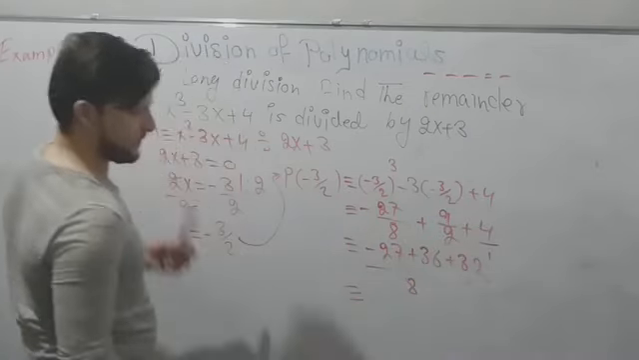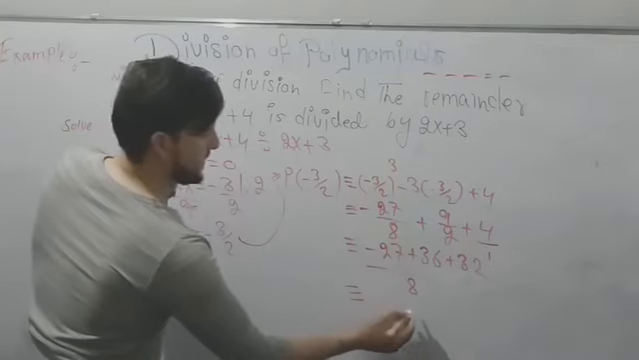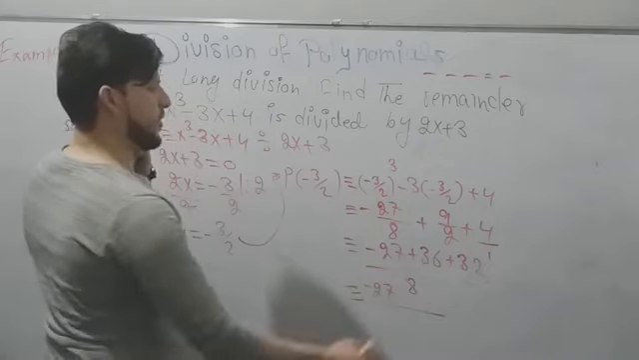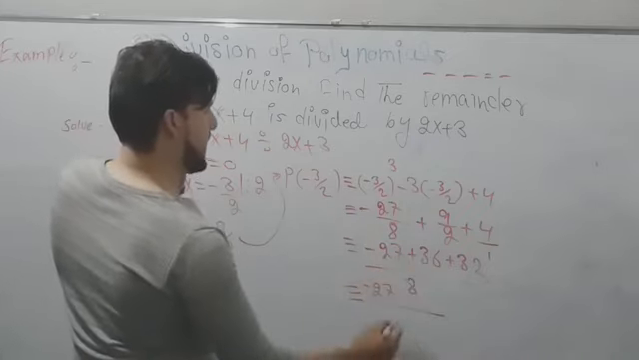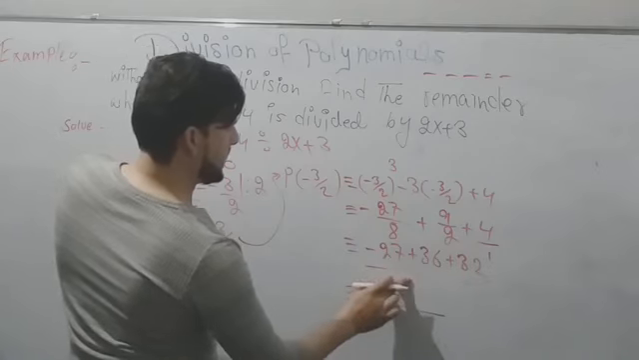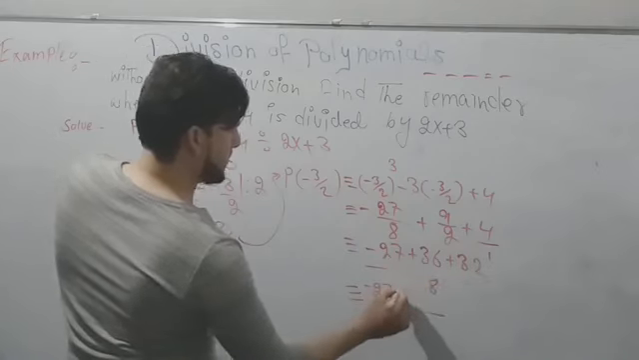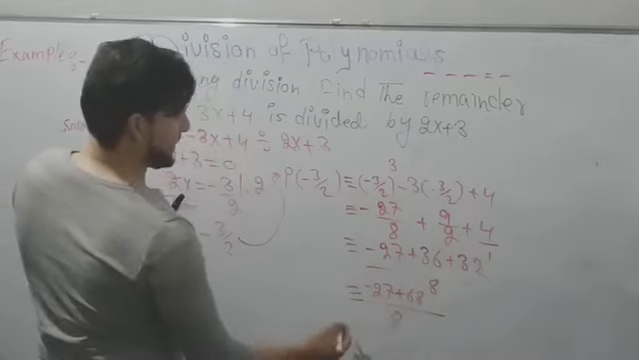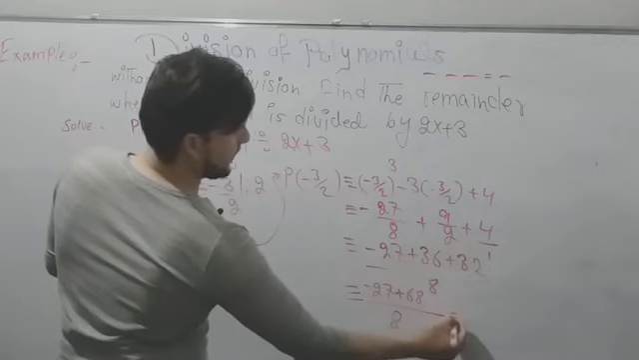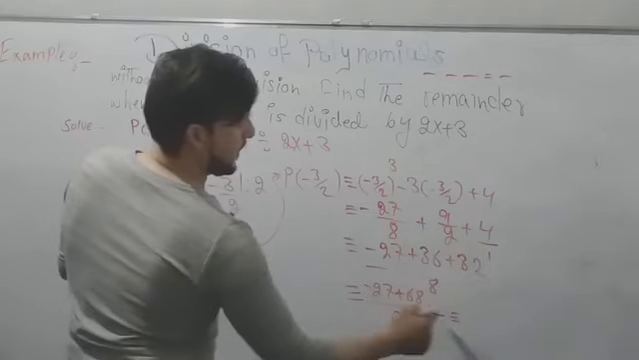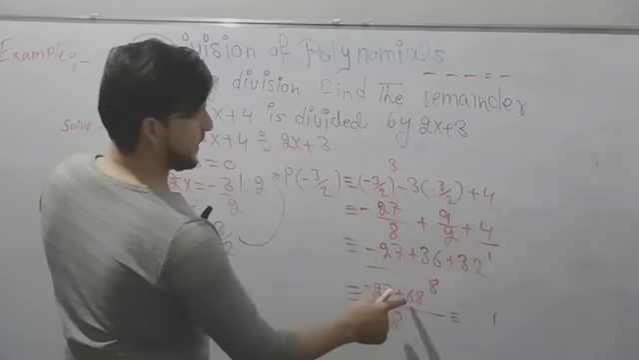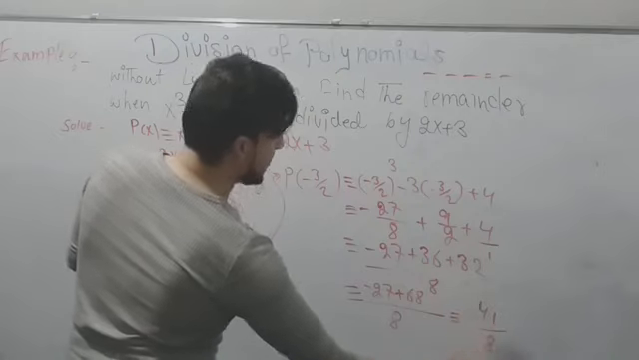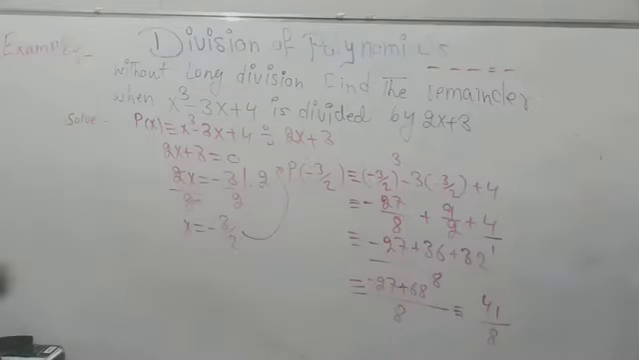Now let's have the addition of this. So very simple. Negative 27 plus 36 is 9, plus 32 is equal to 41 over 8. The final answer is 41 over 8. So this is the remainder for this question.